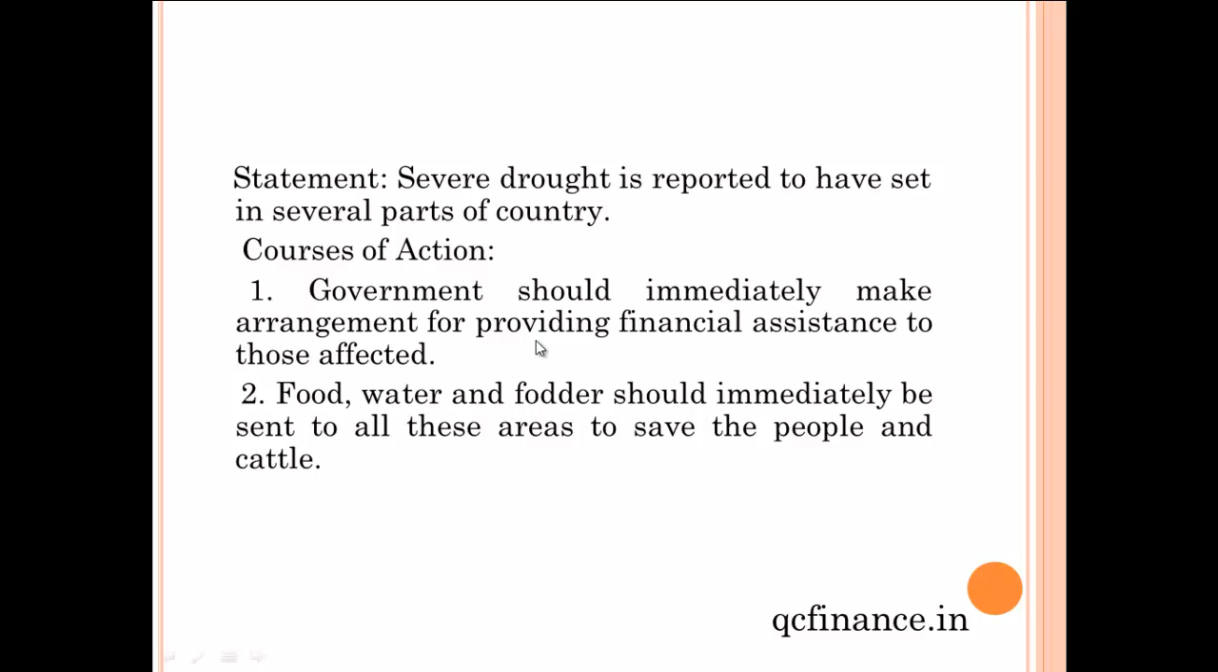Again, statement says severe drought is reported to have set in several parts of the country. Course of action: government should immediately make arrangement for providing financial assistance to those affected. Food, water and fodder should immediately be sent to all these areas to save the people and cattle.